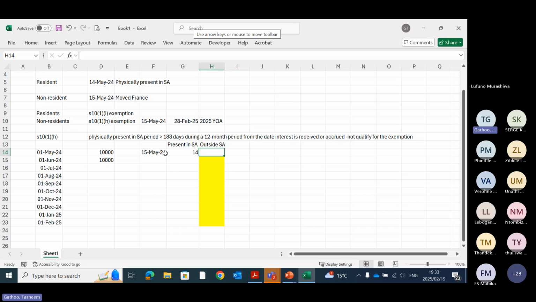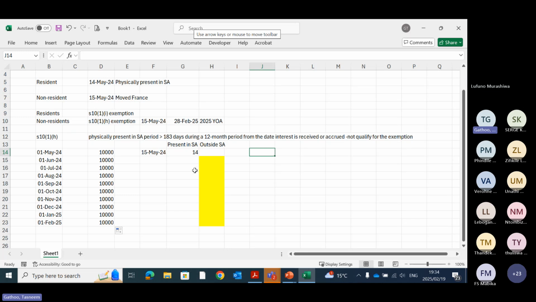Now we need to say, okay, she received this amount of 10,000 on the 1st of June. If she received this amount on the 1st of June, we need to backtrack and look at the previous periods: when was she in SA? Up until the 15th of May, she was there for 14 days.